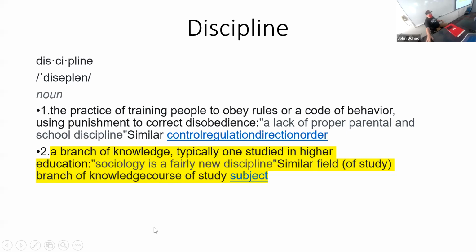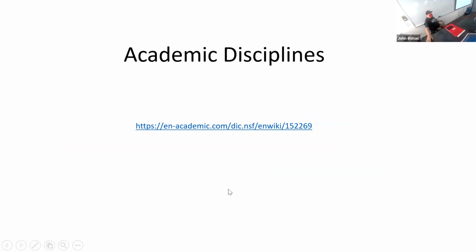Similar field of study, branch of knowledge, course of study. And I apologize here because where I cut and paste this, it cheated me out of my spaces between the words. A branch of knowledge, course of study, subject. And so when I was telling you this is where you find it, a lot of those entries that you found online would say subject. But sometimes those weren't really disciplines too. And so let's talk about academic disciplines.